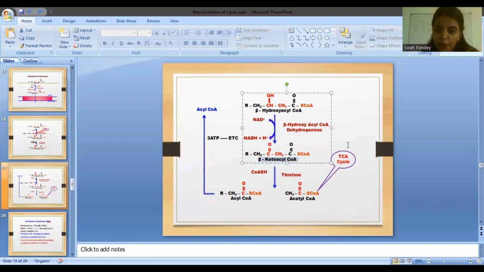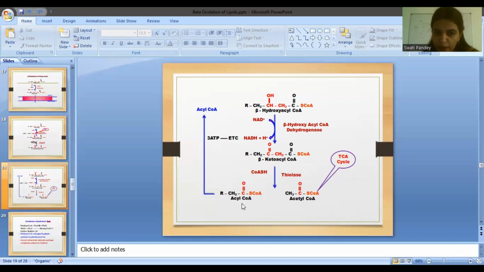This beta keto acyl coenzyme A is the last step, that is the cleavage into 2 different molecules, the liberation of acyl coenzyme A and acetyl coenzyme A. Here it gets cleaved by the enzyme thiolase. The thiolase enzyme breaks it from over here. So here we can see that there is a production of CH3CO-SCoA, that is the acetyl coenzyme A, and the remaining carbon will form acyl coenzyme A.